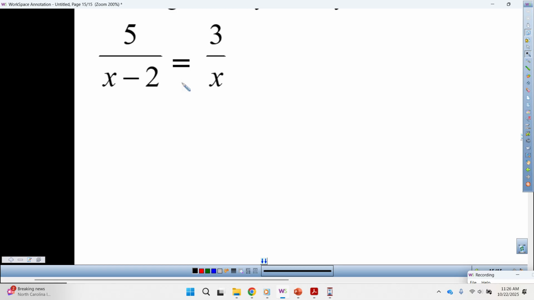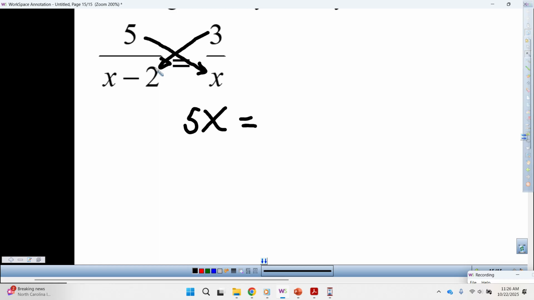So check this out. I always like to start wherever there's an x by itself. So I'm going to go 5 times x. What is 5 times x? 5x equals. Next, 3 times x plus 2. That means we need to multiply the 3 times the x and the 3 times the negative 2. So that gives us 3x minus 6. That's what we call cross-multiplying. So far, so good, yes?